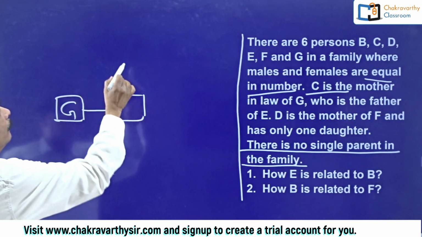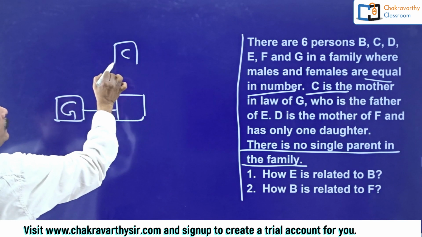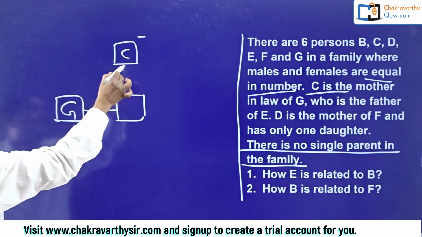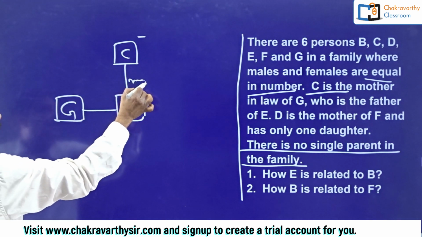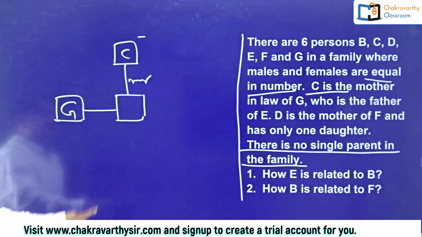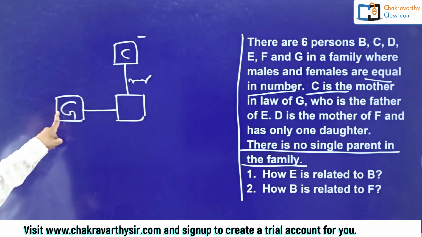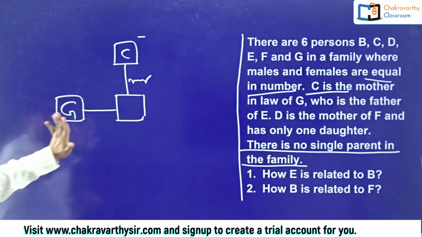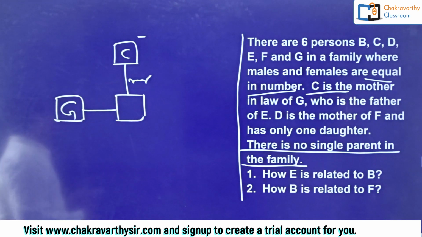Now very clearly C's place is this one. Mother-in-law, female. I am keeping minus. Now C is mother of this person, and this person is husband or wife of G. Now I can say C is mother-in-law of G. This is the way to draw the chart.